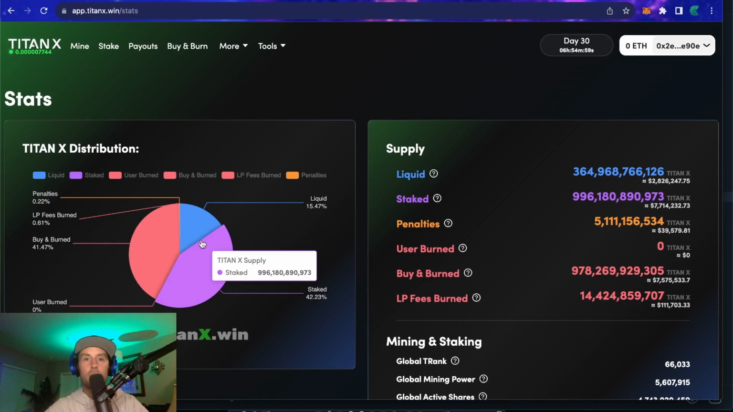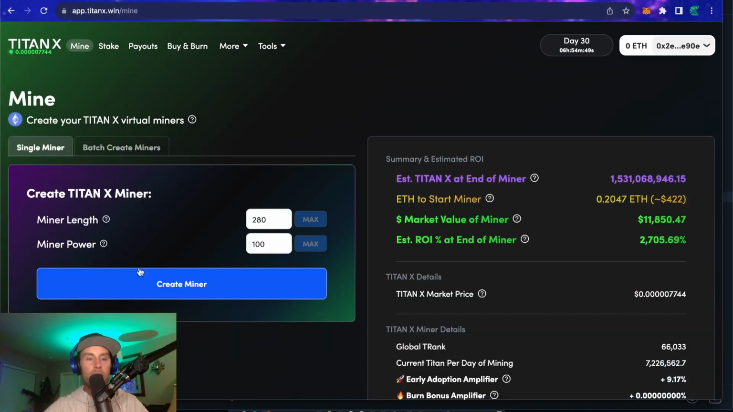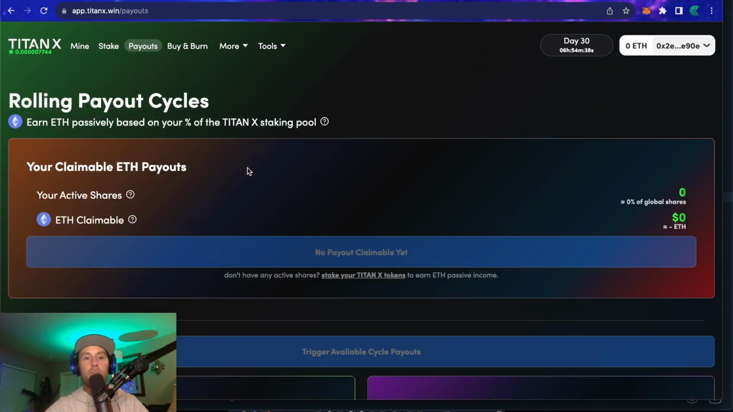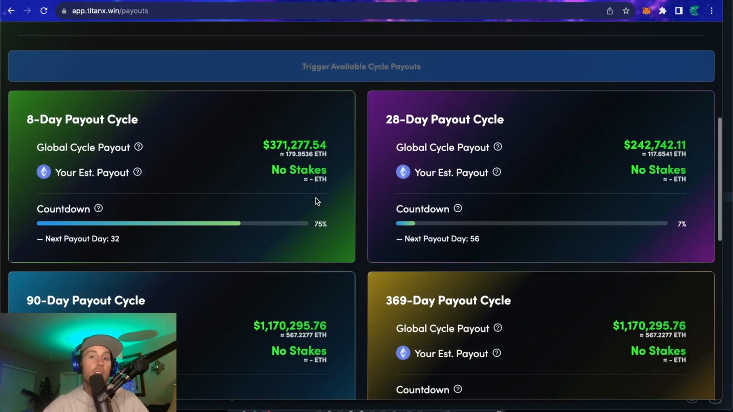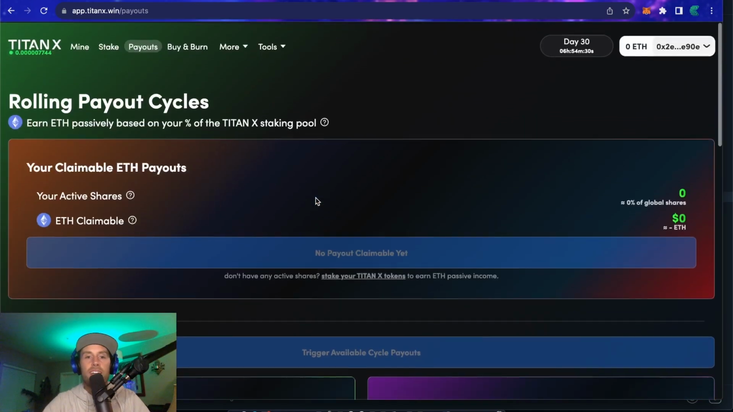But this is the basic overview for TitanX. You come to app.titanx.win and mine your Titan. Once your miners are done, you then have the option to stake or hold it liquid, do whatever you want with it. If you stake, you get some of the payouts, which you earn in ETH, which you can then use to start more miners possibly, or do whatever you like, maybe pay for gas fees or anything like that. It's really that simple, guys.